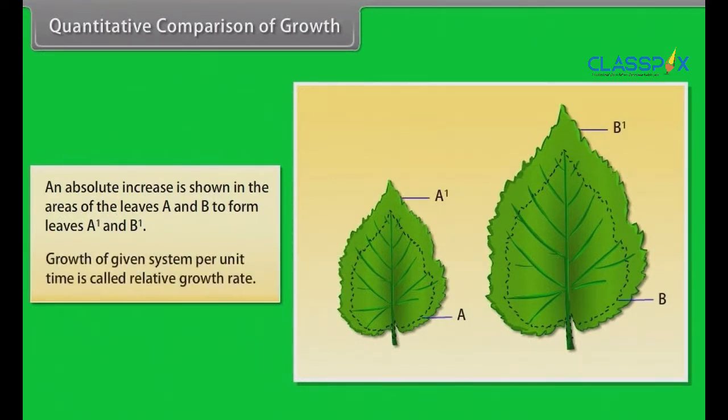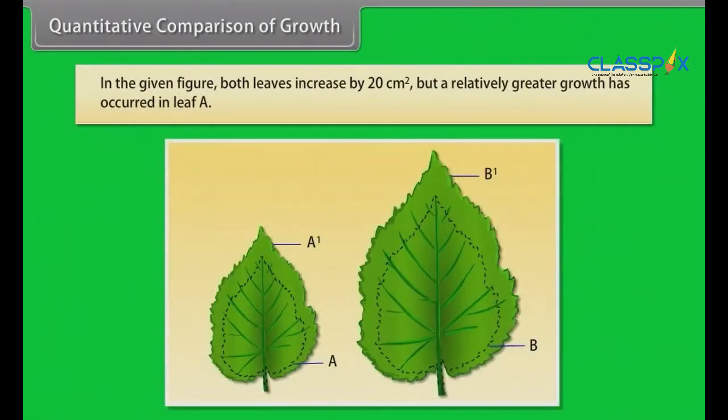Growth of given system per unit time is called relative growth rate. In the given figure, both leaves increase by 20 centimeter square, but a relatively greater growth has occurred in leaf A.